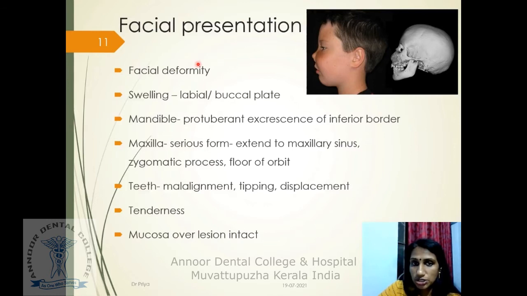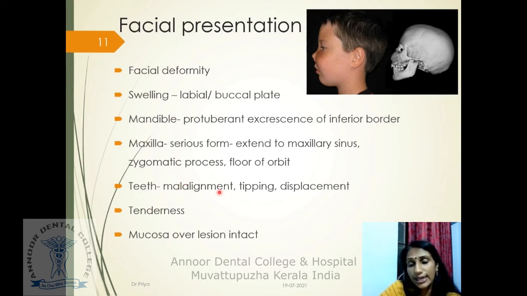Facial presentation. When it affects your facial or craniofacial area, you will have facial deformity. So there will be swelling of the bone. The swelling is basically either of the labial or the buccal plate, more commonly the buccal plate. If it's the mandible, you will have protuberance of the inferior border of the mandible. So this area is going to protrude out. When the maxilla is affected, it's much more severe than the mandible. It can extend to the maxillary sinus, the zygomatic process, and even the floor. So this entire area can become affected.